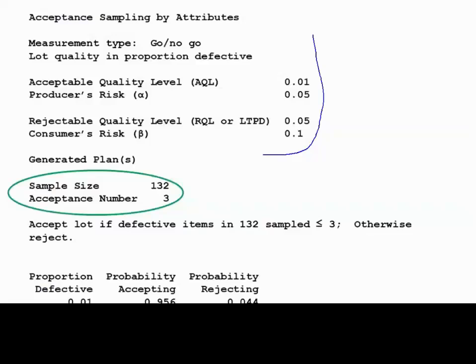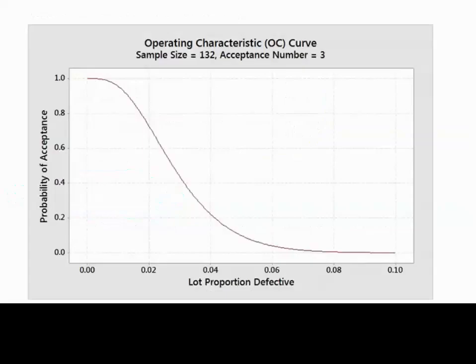In other words, for the errors, at 1% there's a little less than a 5% chance we will incorrectly reject a good lot that's at 1%. And there's a little less than a 10% chance that we'll accept a bad lot that's running at 5%. So these are the criteria we put in. And then this is the OC curve that results from this particular acceptance plan.